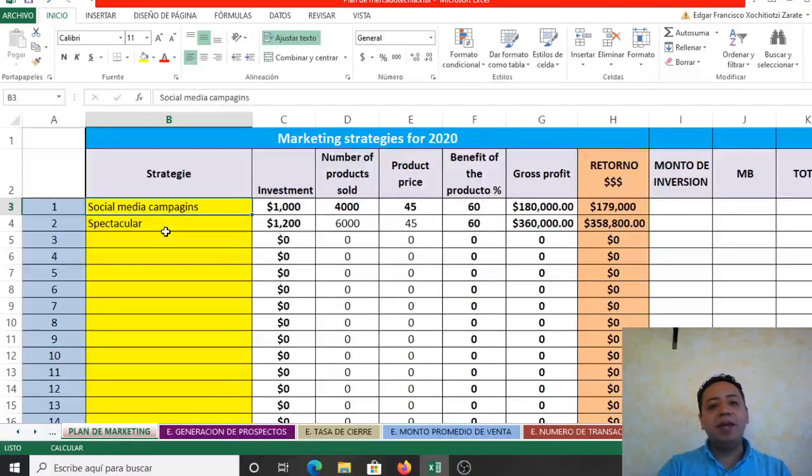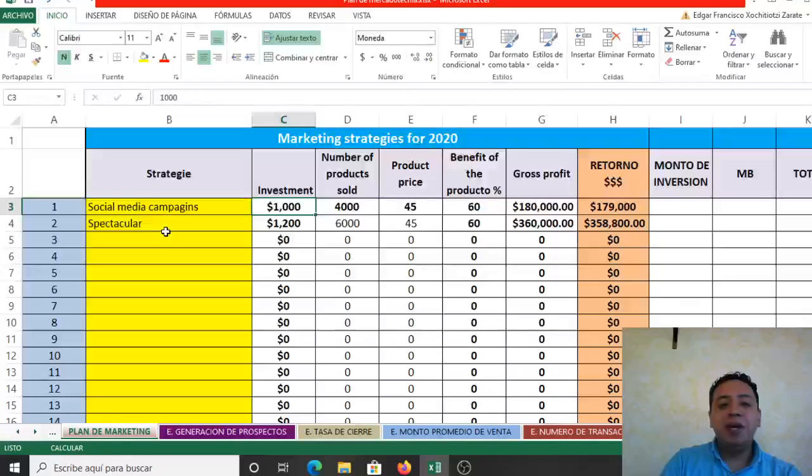For example, I have the social media campaign. For this social campaign, you invested $1,000. We're going to talk about American dollars because it's the most common currency in the world. Let's say that you sold 4,000 products, and the price of these products is around $45, with a margin of 60%, and the gross profit of this is $180,000.